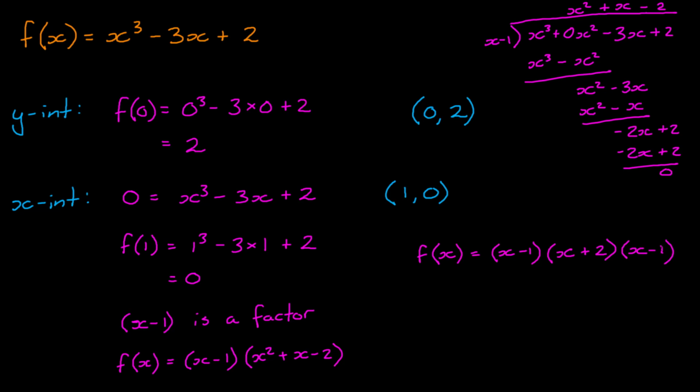What we've got there now is a repeated factor. X minus 1 appears twice. So we know that there's actually only going to be two x-intercepts for this function. And one of them is going to be a point where the function just touches and then turns back up again. So it doesn't actually cross the x-axis there. We remember that from first semester.